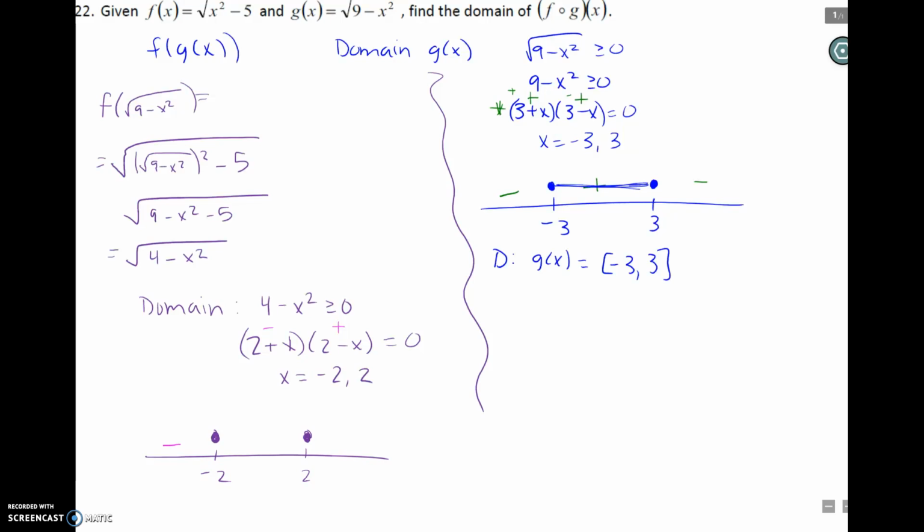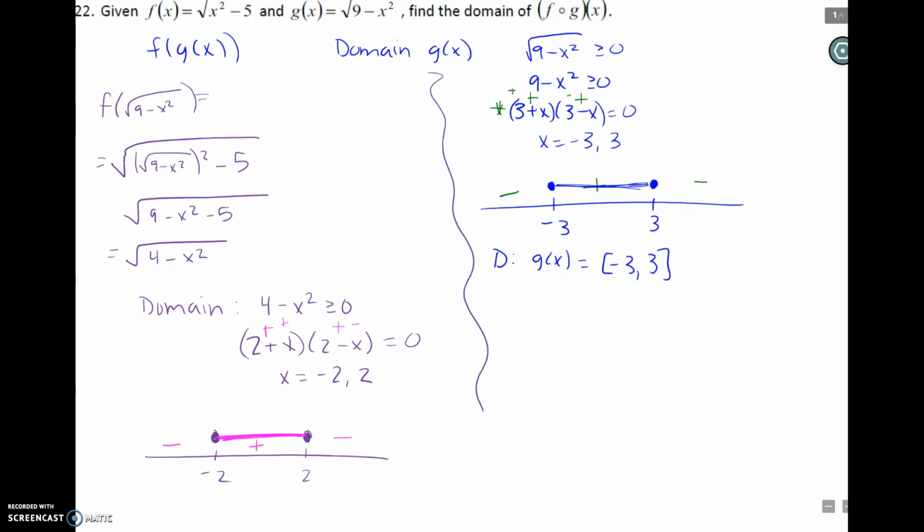So I get a negative section right here. Plug in 0, 2 plus 0 is positive, 2 minus 0 is also positive, so I get a positive section right here. And then plug in 10, 2 plus 10 is positive, 2 minus 10 is negative. So that gives me a negative section here. Okay, so my shaded area is right here between -2 and 2.